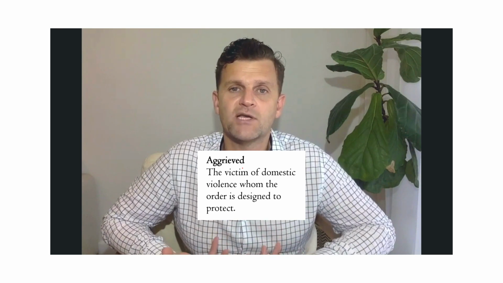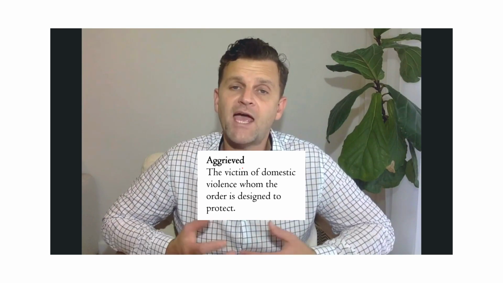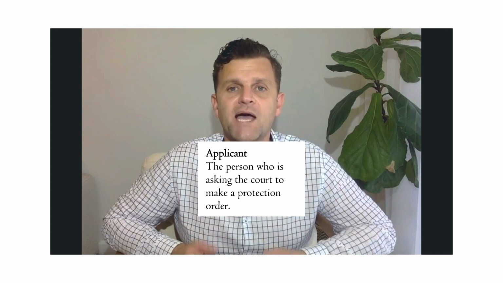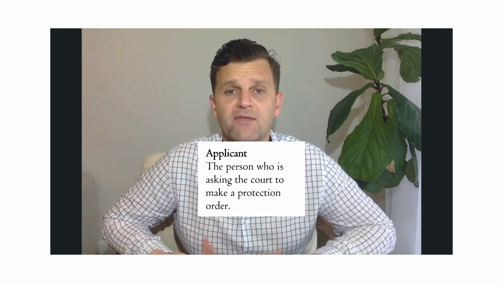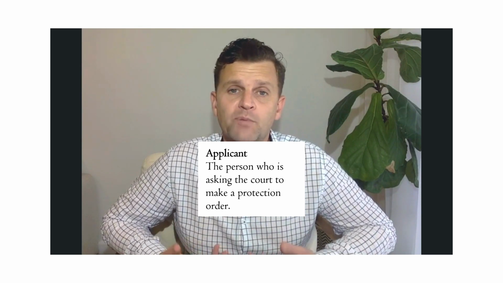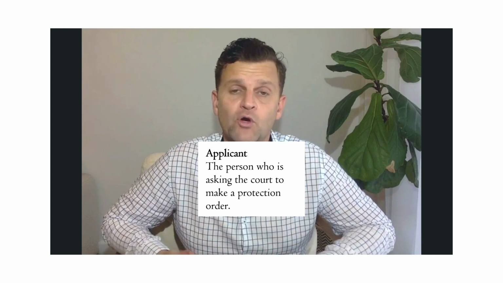First of all, the aggrieved. Well, the aggrieved is the person whom the order is designed to protect. The applicant is the person who is asking the court to make the order. It could be a police officer, or it could be the aggrieved if it's a private application. It could also be someone applying with the permission or the authorisation of the aggrieved, or it could be a guardian of the aggrieved or an enduring power of attorney of the aggrieved.